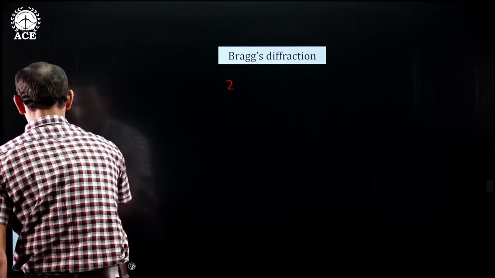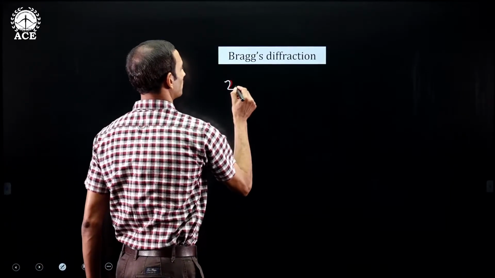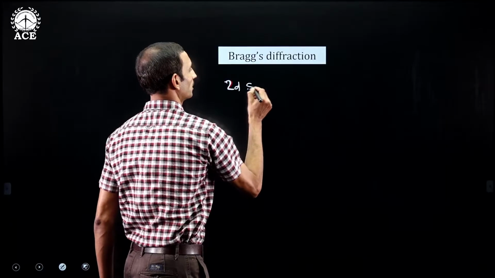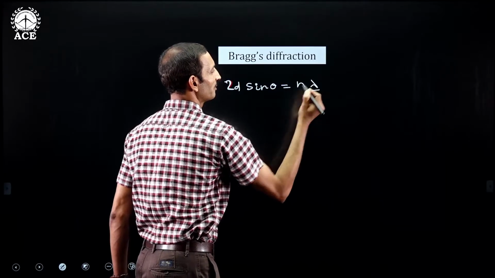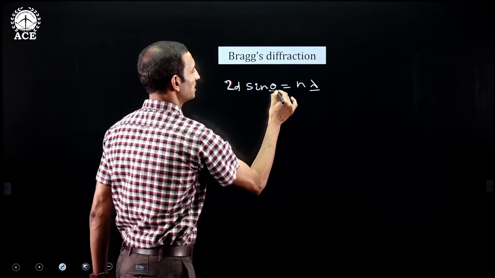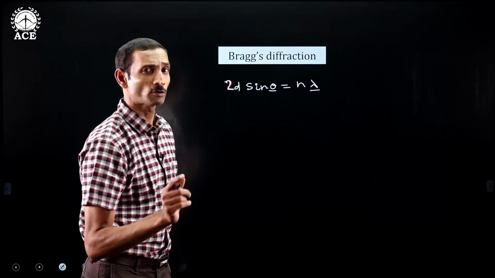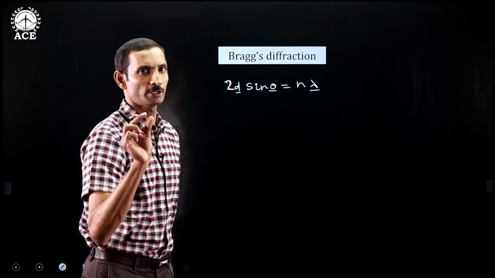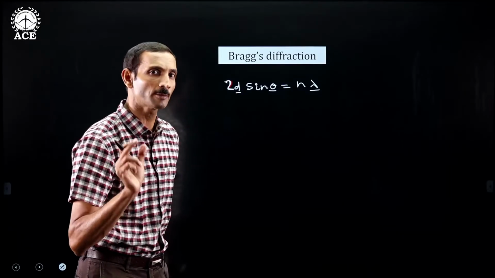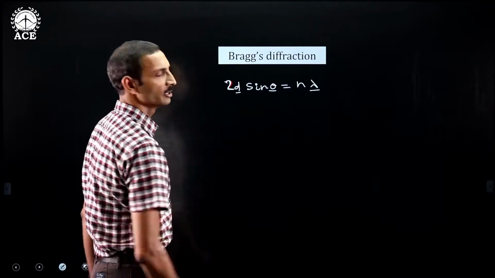You can write it as 2d sin theta = n lambda, where lambda is the wavelength. Theta is the Bragg angle, what we call the angle of diffraction. D is nothing but the spacing between any two successive parallel planes, what we call the interplanar spacing. They have checked using this one.